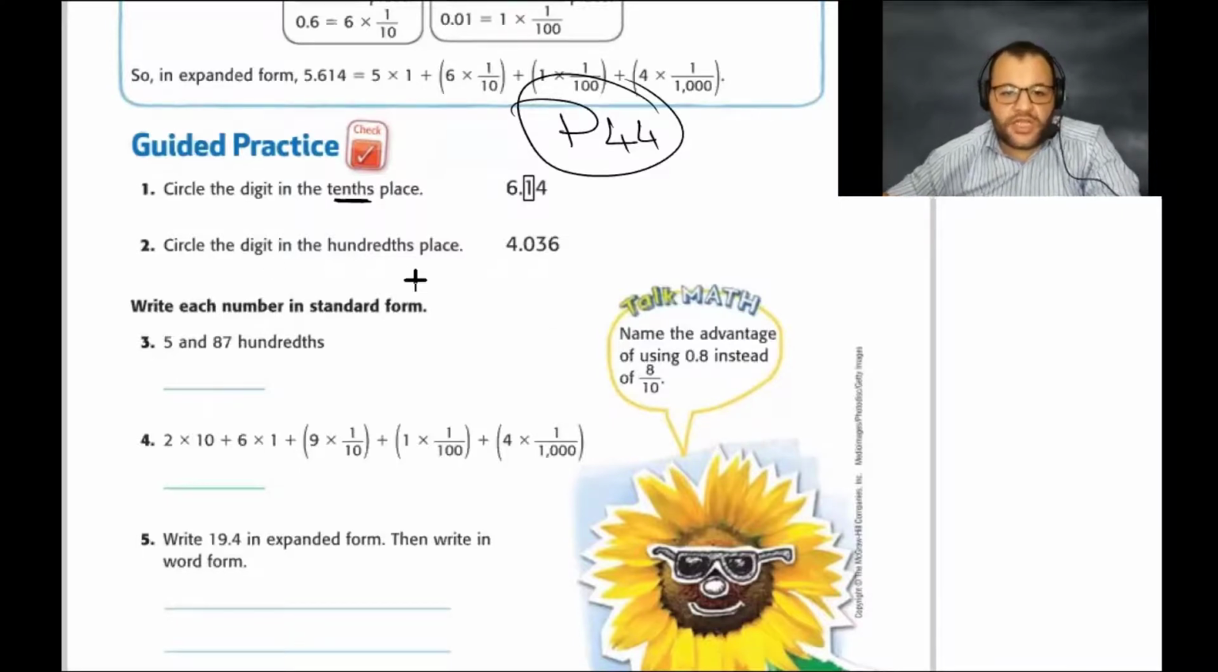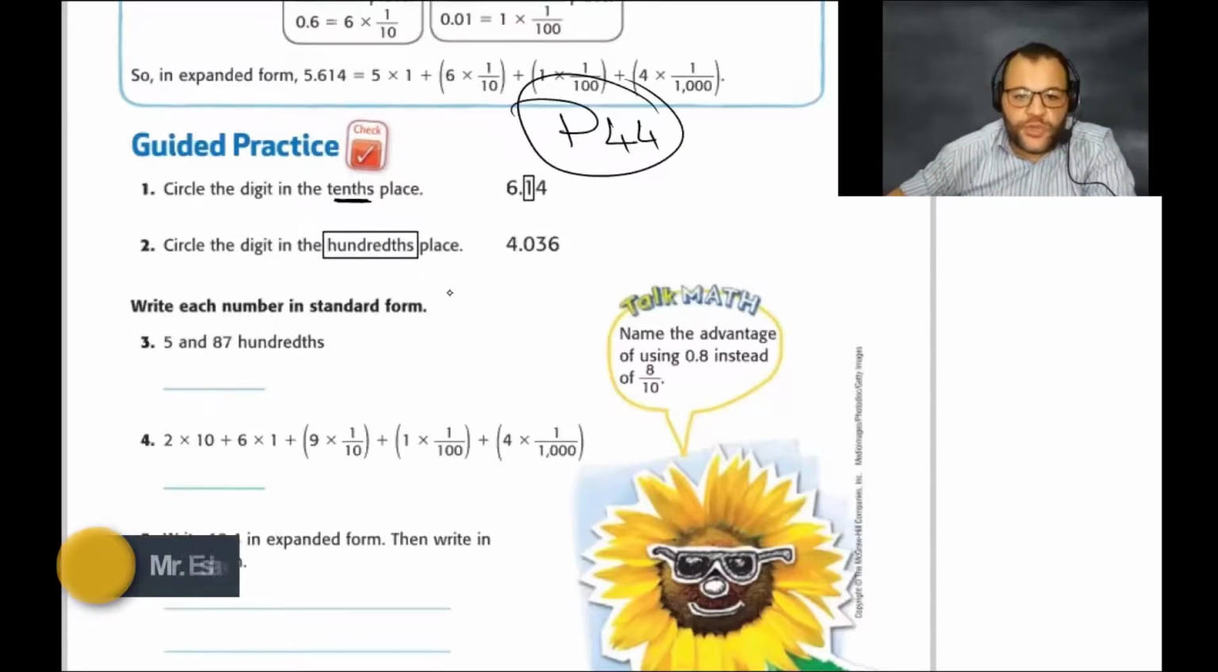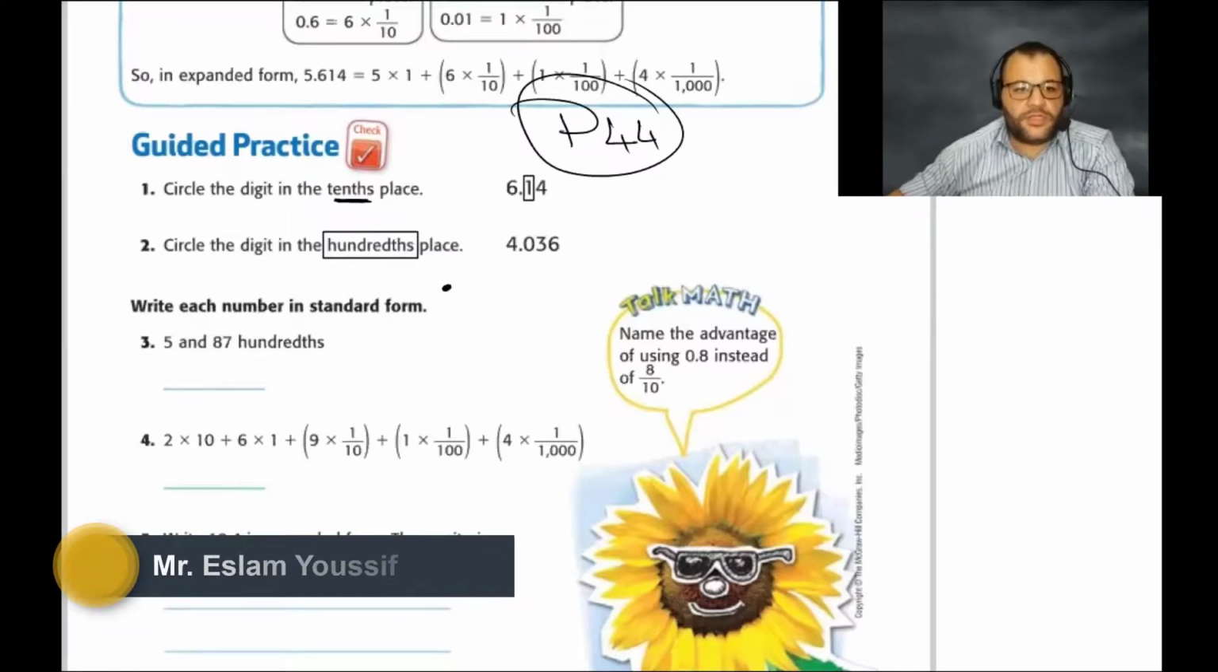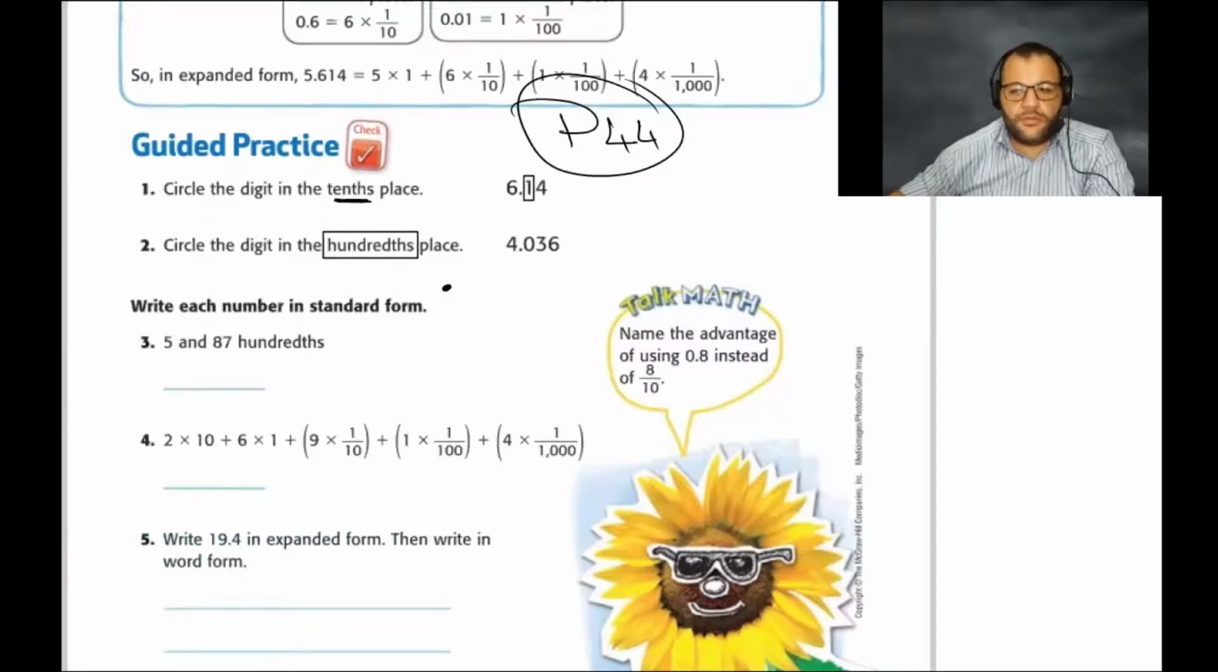We need to circle the digit in the hundredths place. Which digit at the hundredths place? 0. Hundredths. Oh yeah. 3. The hundredths is the second digit at the right of the decimal. Again for this one, suppose that we have a decimal here. When we put "ths", it means at the right of the decimal.